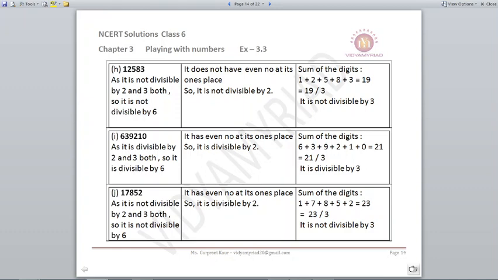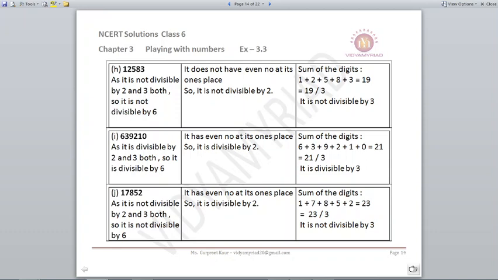6, 3, 9, 2, 1, 0. 0 is an even number, so yes, it is divisible by 2. Sum of all the digits is coming as 21, so it is divisible by 3 also. So in both the cases you get yes, so it is divisible by 6 also.